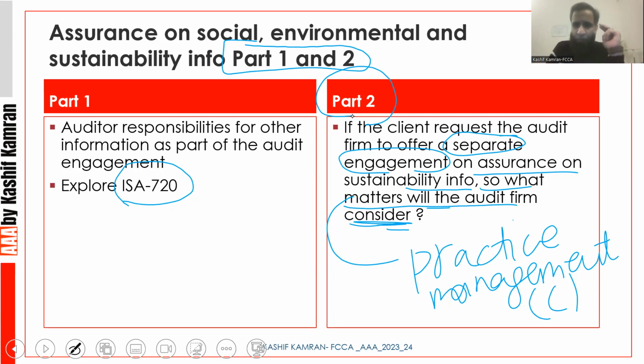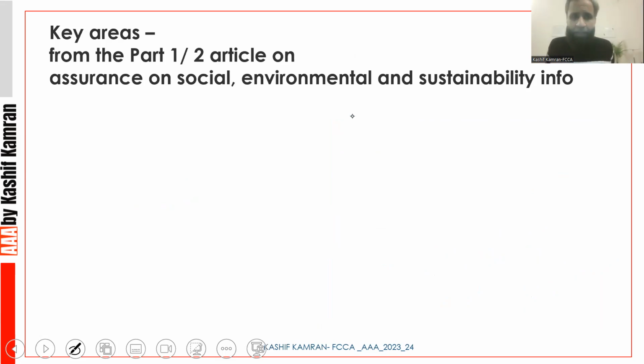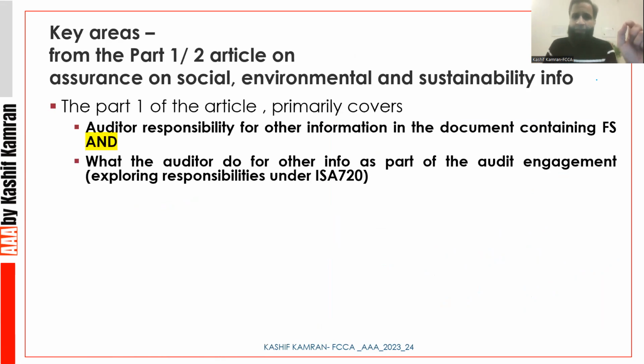Okay, now let's move on. Key areas from part 1 and part 2 article on assurance on social, environmental, and sustainability information. The part 1 of the article primarily covers auditor responsibility for other information in the document containing the financial statement and what the auditor does for other information as part of the audit engagement. So this is what is in part 1, right? So it's primarily focusing on ISA 720 and your responsibility.